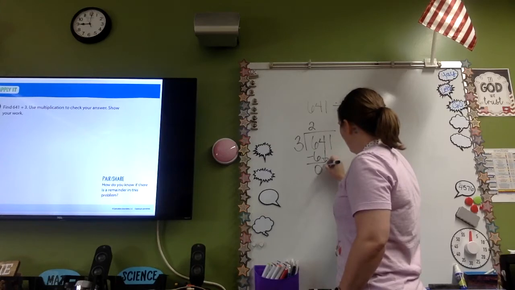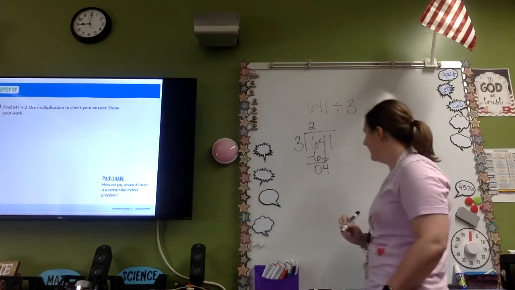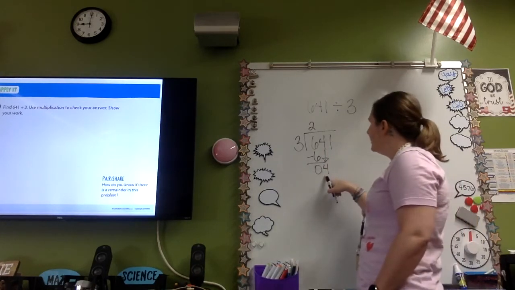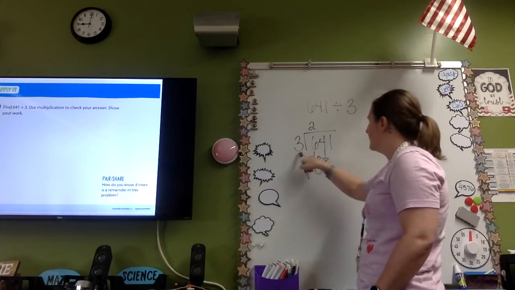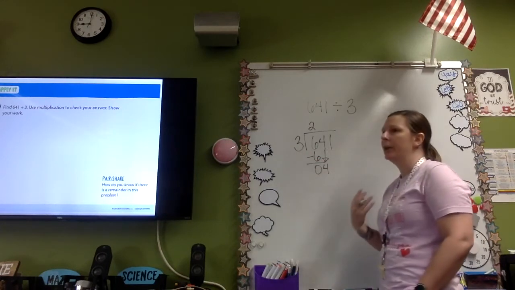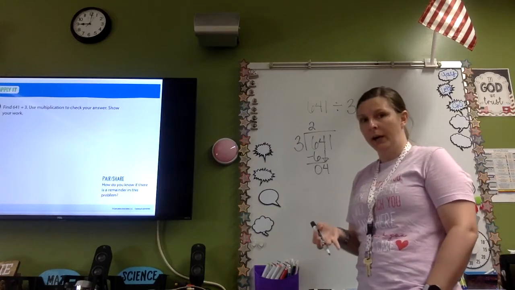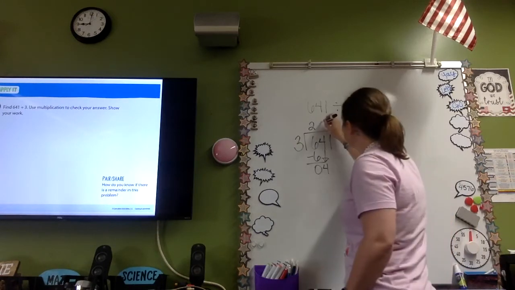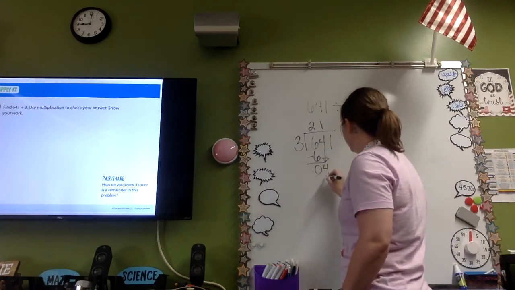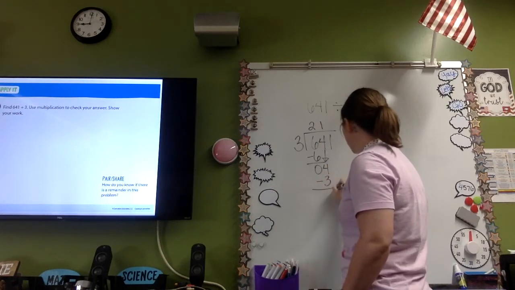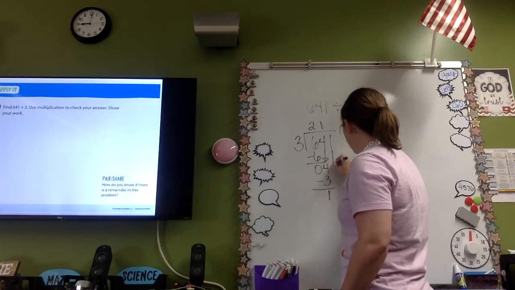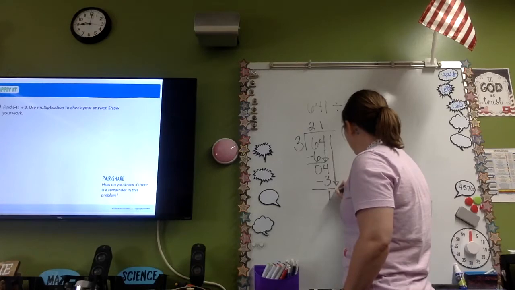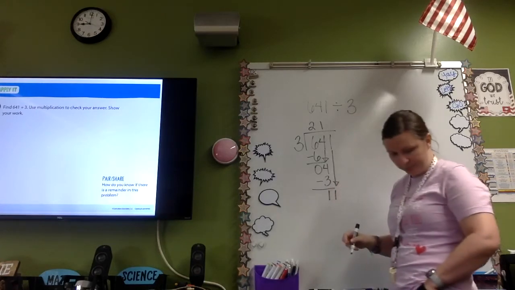I'm going to bring down my 4. There's my 4. How many times does 3 go into 4? Well, I know that 3 goes into 4 one time with 1 left over. So I can do 1. 3 times 1 is 3, so minus 3 is 1. Then I bring down my last number here. So now I have 11.